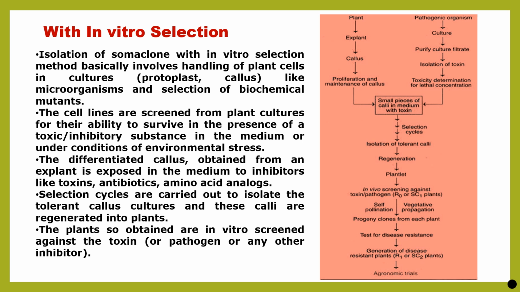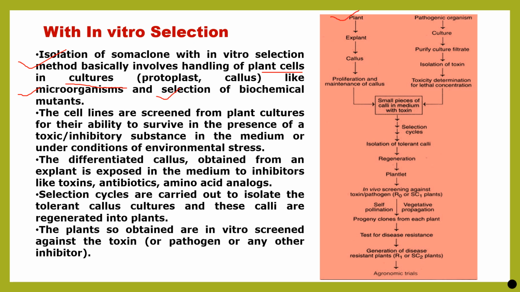Now let's see what is with in vitro selection. Here, isolation of somaclones with the in vitro selection method basically involves handling of plant cells in culture. We can do culture of protoplast, callus culture, or any other explant. We use selective agents for this, like microorganisms, selection of biochemical mutants, or a specific toxic agent to check the resistant cells. Okay, so let's see the process.